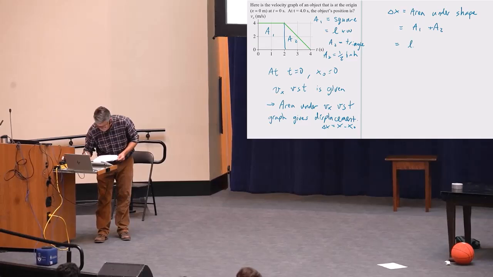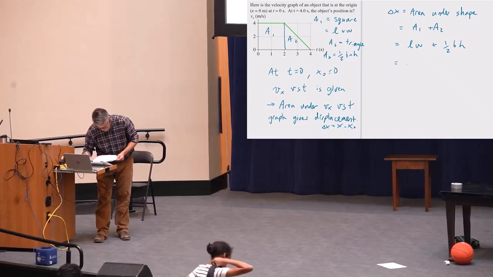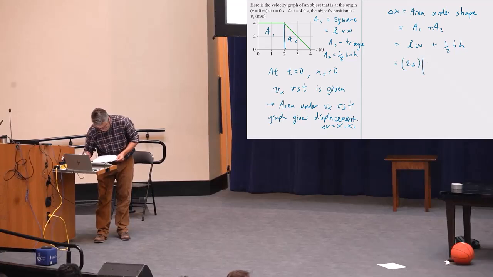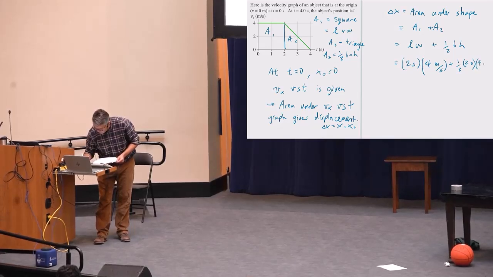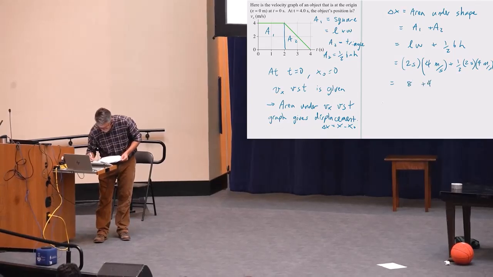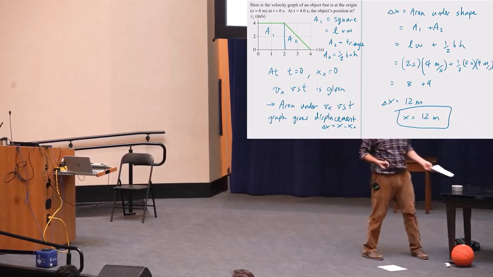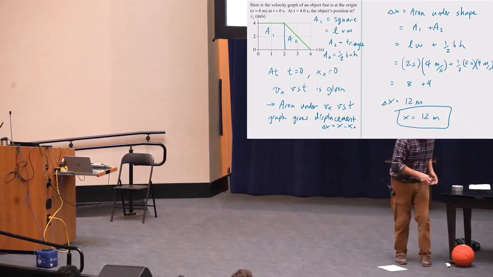So it's going to be length times width plus 1/2 base times height. The length here is 2 seconds, times the height is 4 meters per second, for the rectangle, plus 1/2. The triangle also has 2 seconds as the base, times the same height, 4 meters per second. So it looks like this, 8 plus 4. So delta x is equal to 12 meters. So the final position is 12 meters. And in calculus, we call it an integral, but in this class, we're just using area under the curve.